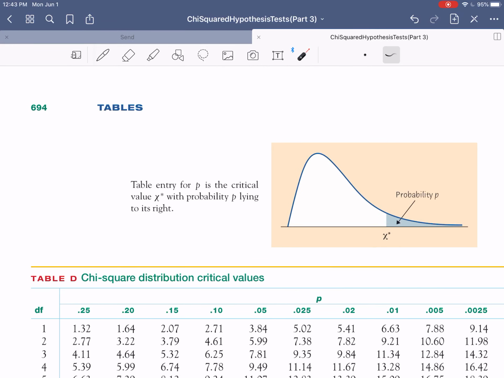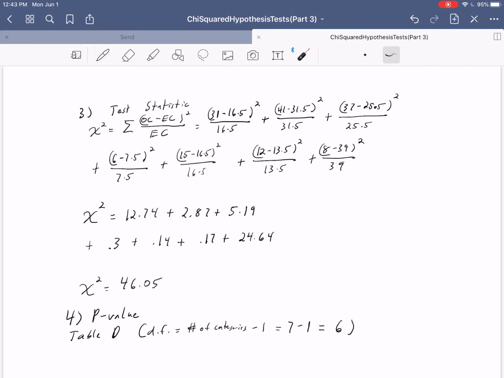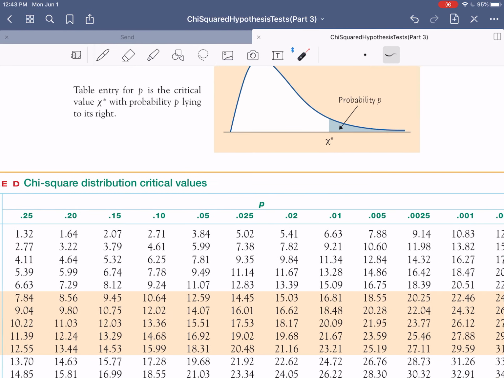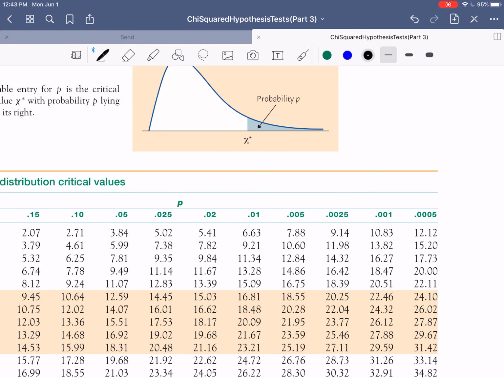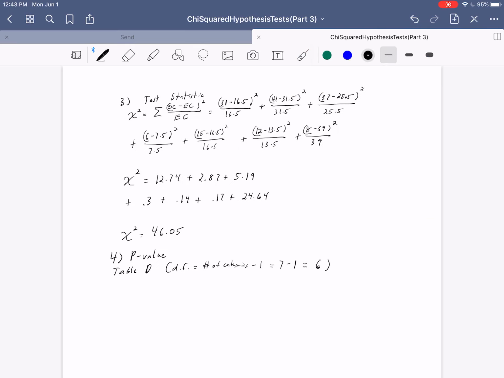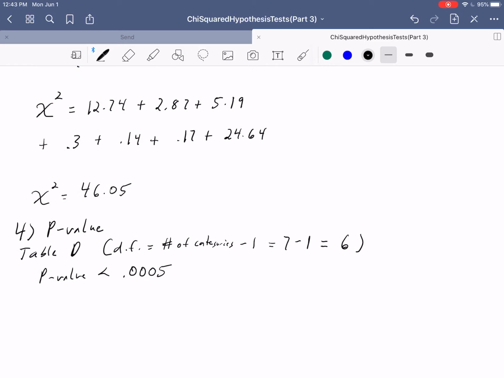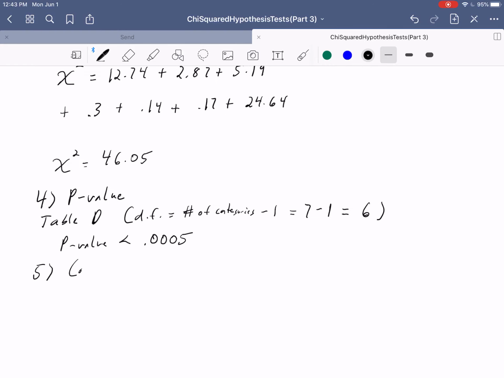So let's go find that on table D. There we go. There's degrees of freedom 6, and we are looking for 46.05. It looks like it takes us off the table on the right-hand side. Remember, these p-values get smaller as you go to the right, so we know our p-value is incredibly small. It is smaller than 0.0005. So we just figured out that our p-value is less than 0.0005. Very, very small.